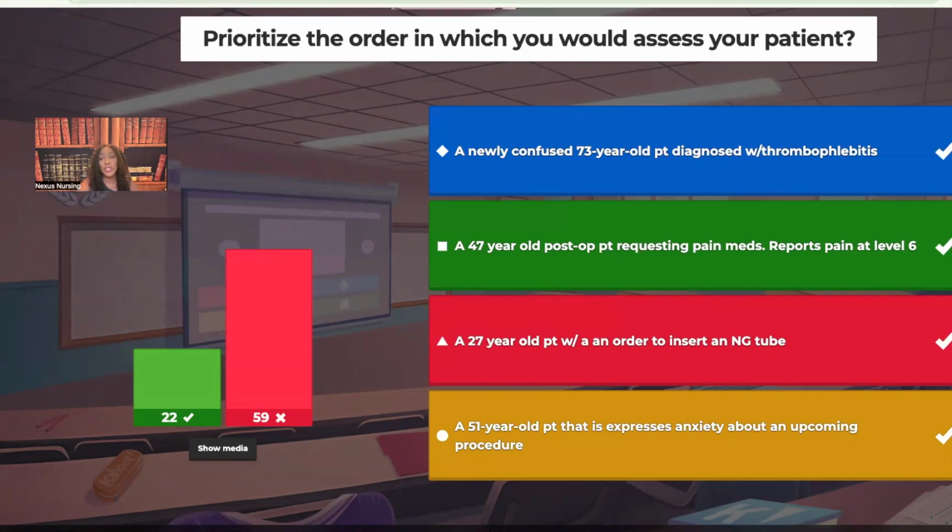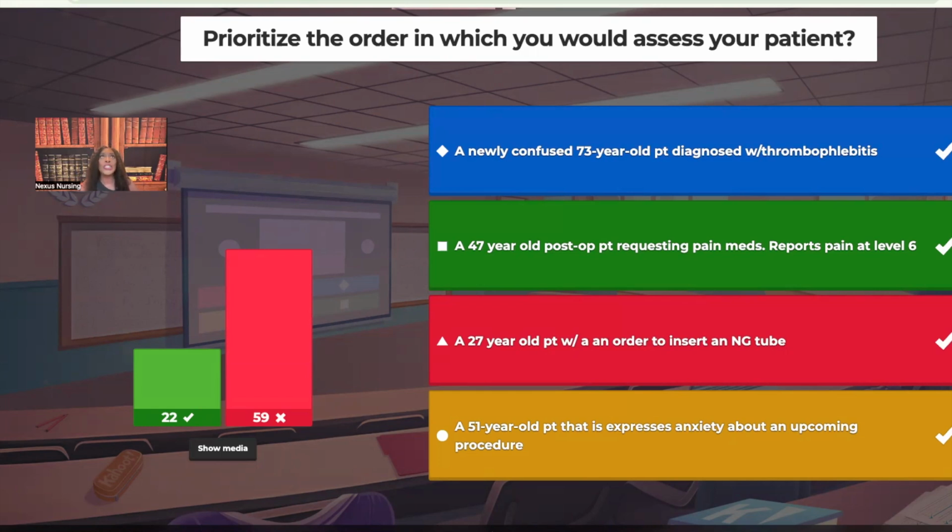Okay, only 22 of you guys got this correct. Let's talk about this before I even go over the correct answer choices. Whenever you're asked to prioritize, here's how you have to think. You have to think of what's going to kill my patient the fastest or keep them alive the longest, right? And so anything that is new happening to your patient, if it's new and it's bad, that's definitely going to be a priority.